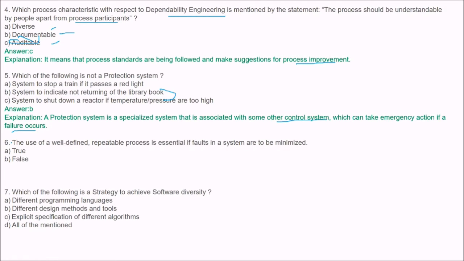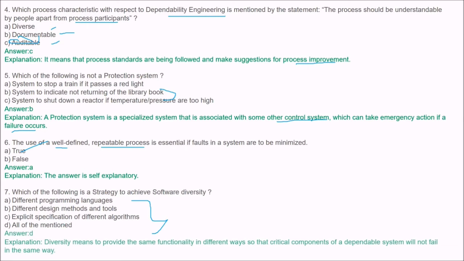Sixth, the use of a well-defined repeatable process is essential if faults in a system are to be minimized. This is absolutely true. Which of the following is a strategy to achieve software diversity? Can you answer any of this?